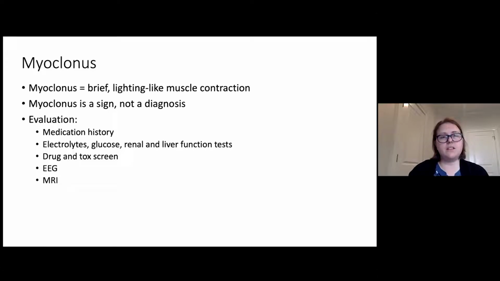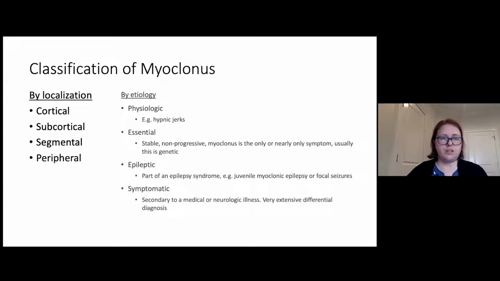So myoclonus is defined as these very brief, lightning fast muscle contractions. It's important to recognize that myoclonus is a sign, not a diagnosis. The differential diagnosis is long. Some things that are helpful in evaluation are a medication history. Many medications cause myoclonus. Also basic laboratory workups. So liver or renal failure can cause myoclonus. A drug and tox screen can be helpful. An EEG is probably the most helpful test, as in this case, because really you want to rule out epileptic myoclonus. An MRI can be helpful in looking for a structural lesion.